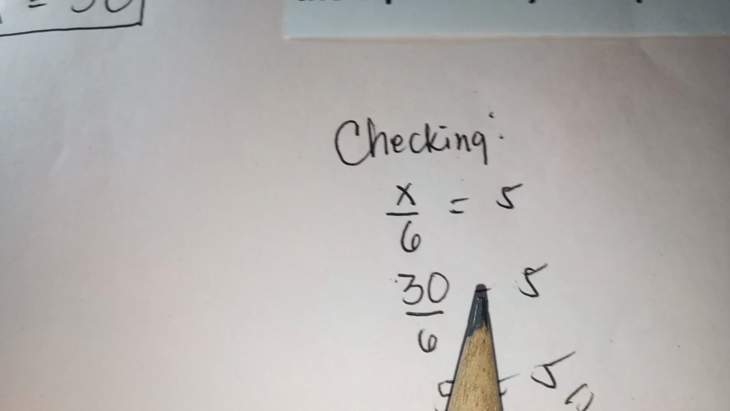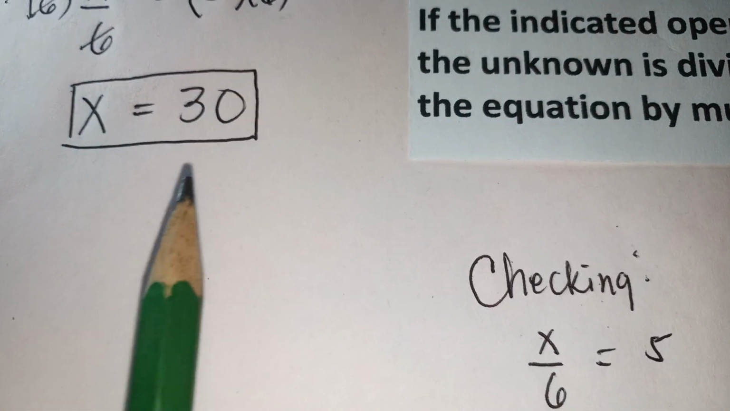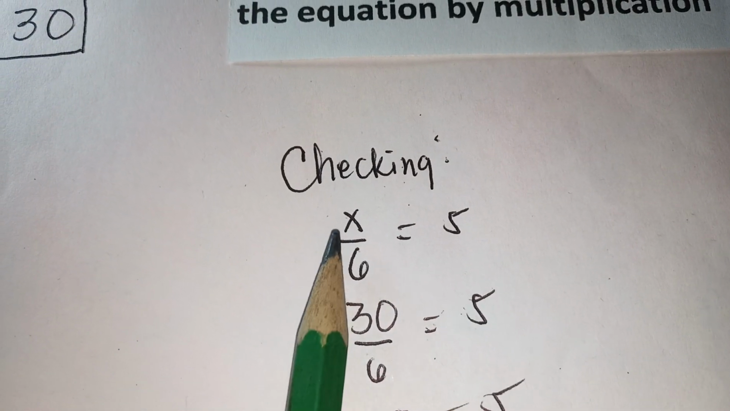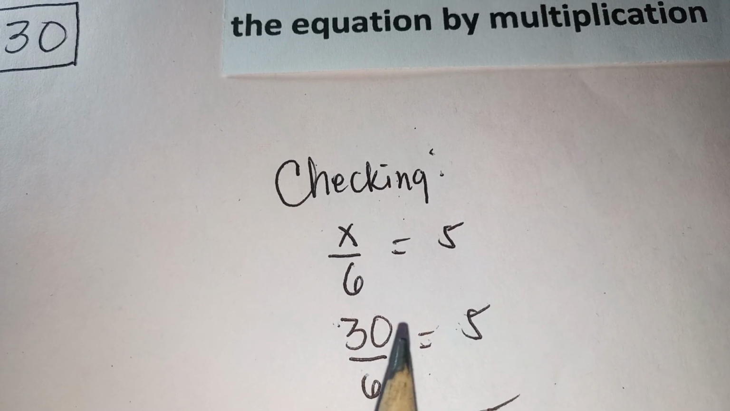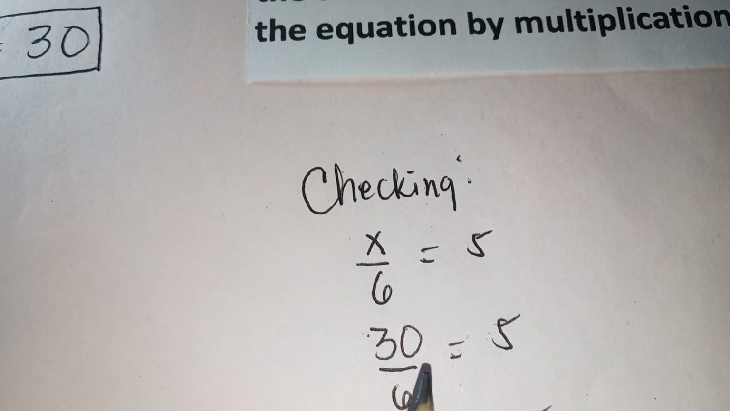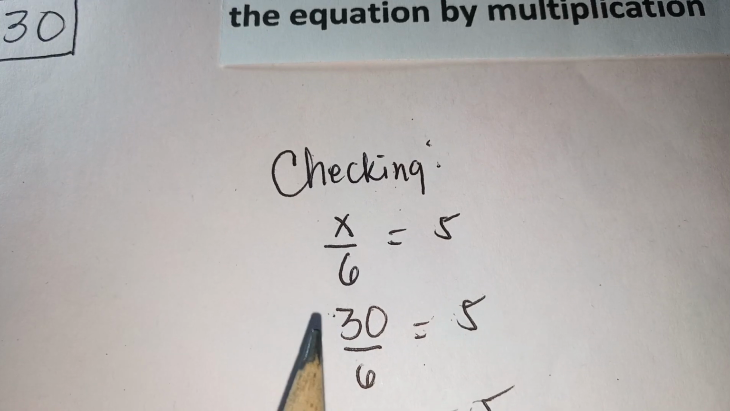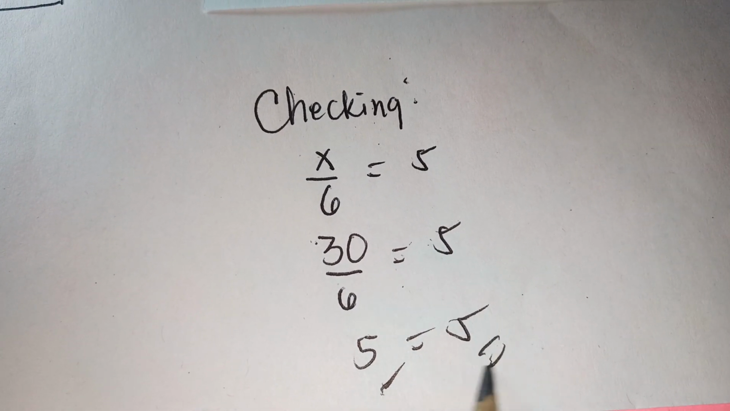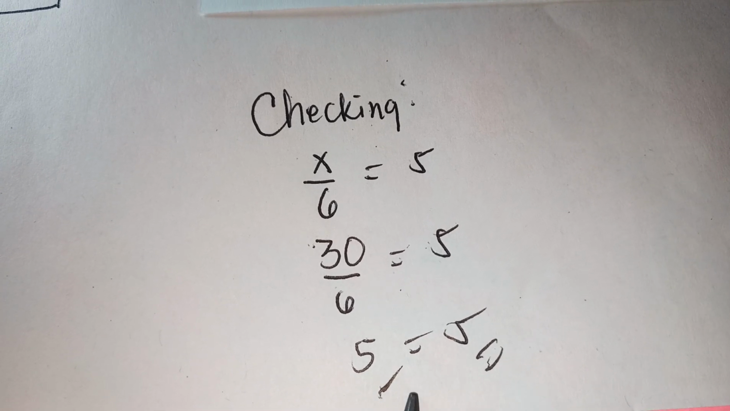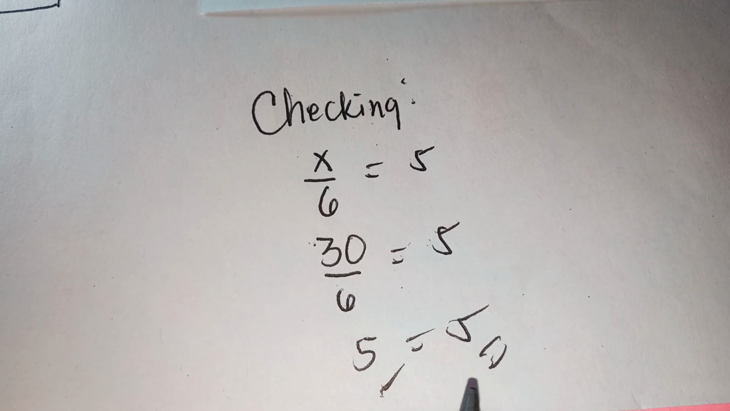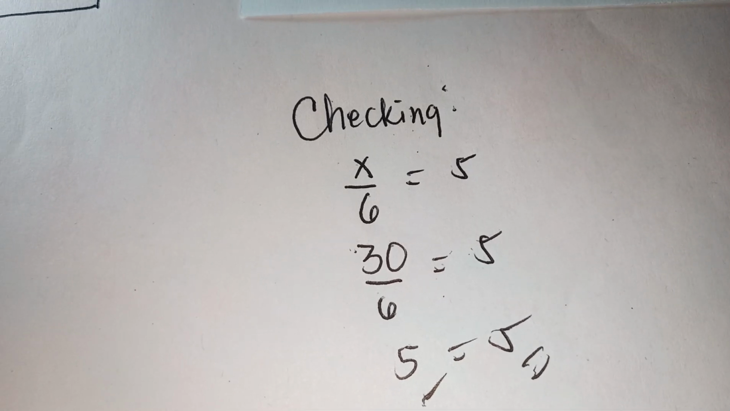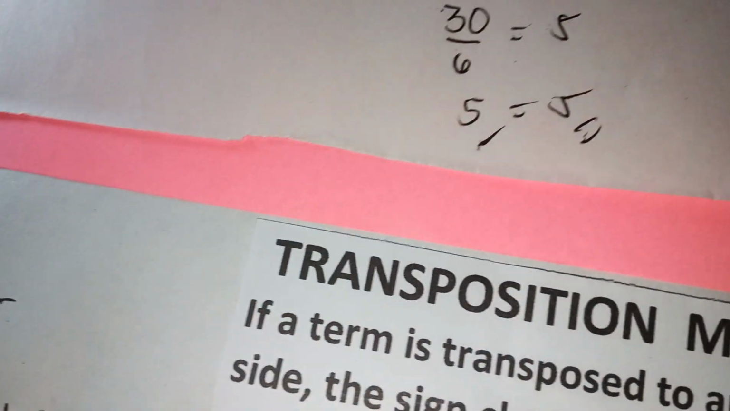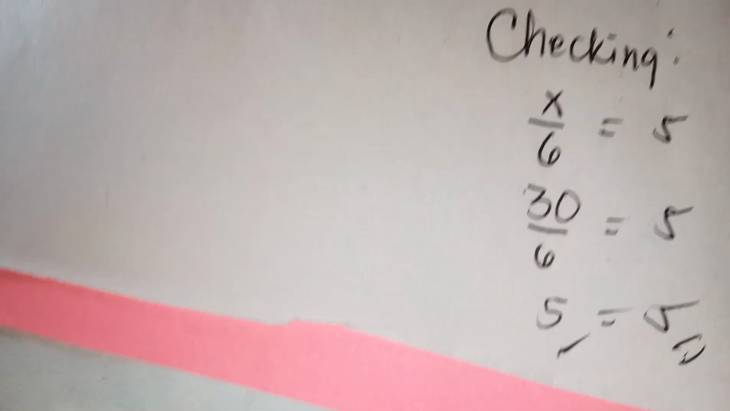To check if this is correct, substitute natin yung 30 sa original equation, which is x divided by 6. So, what is x? 30. Ayan, 30 divided by 6 equals 5. Ayun, equal na siya. So, it means your answer is correct. Ganun lang. Yun ang mga basic na pagtuturo ng solving equations. Okay?